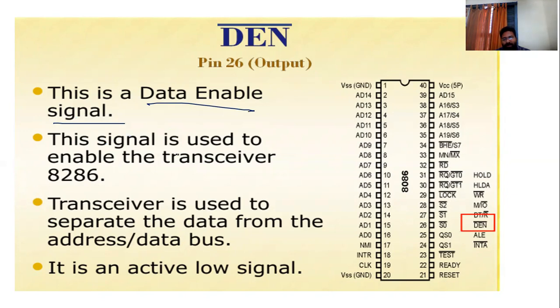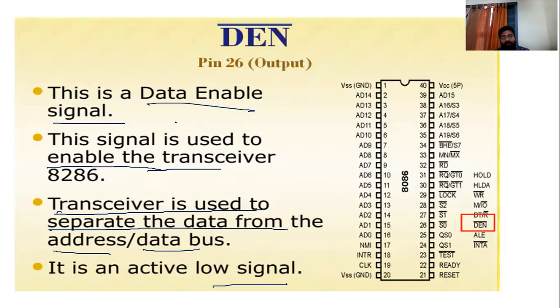So this signal is used for the data transfer and receiver operations. You know, the transceiver is used to separate the data from the address and data buses. This is an active low signal. The signal is used to enable the data.